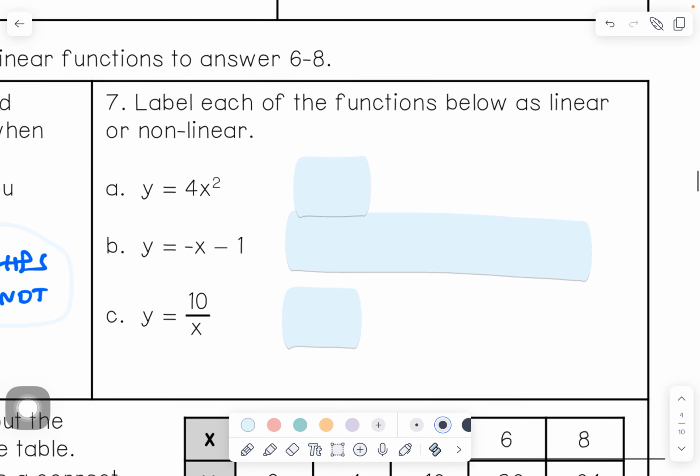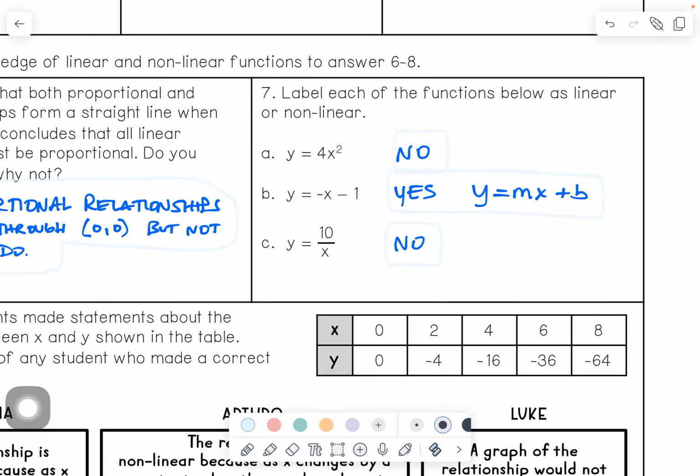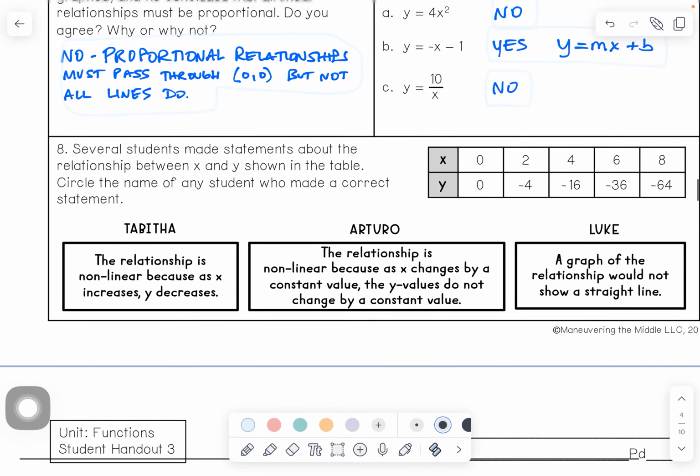Here's 3 examples. Again, like I said, if it looks funny, probably is, right? The first one has an x squared, not linear. Okay. Second one, all right, plain x, linear. All right. And then third one, dividing by x, no, not linear. Okay. That's what we're looking for there, just trying to identify. Several students made a statement about the table. Circle the name of the student who made a correct statement.